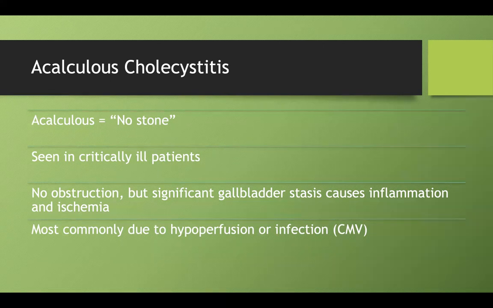Or they'll say, what bug is causing this? And so the very common bug that causes acalculous cholecystitis in critically ill patients is CMV. So do not forget this. CMV is a very common contributor to acalculous cholecystitis.